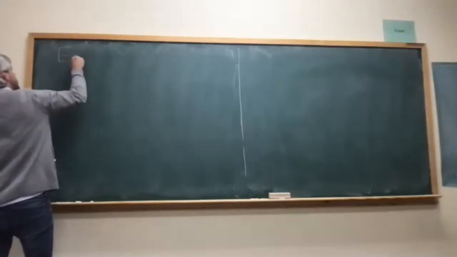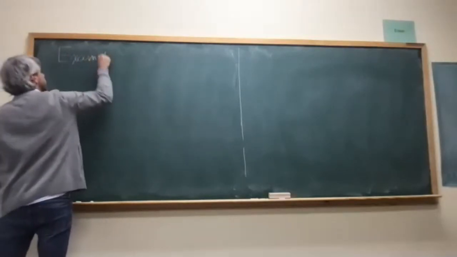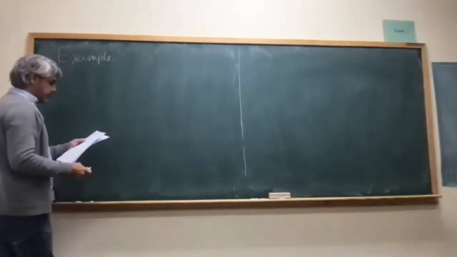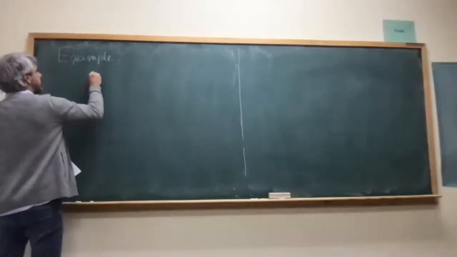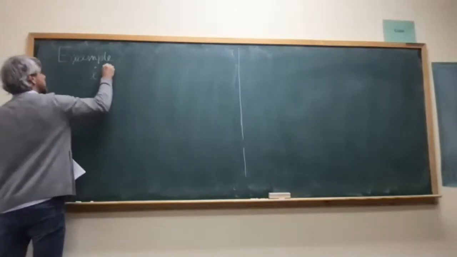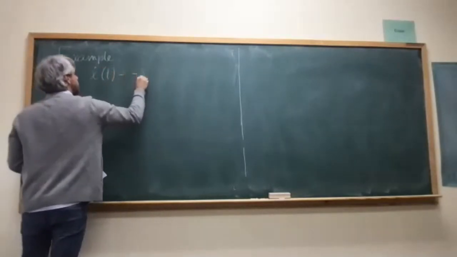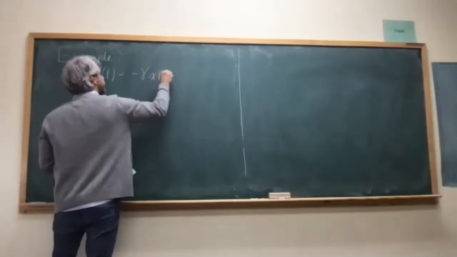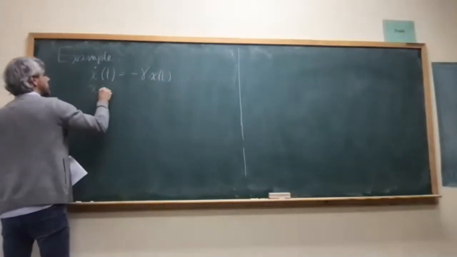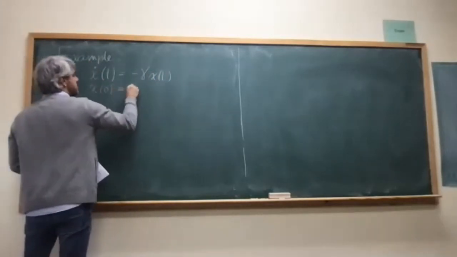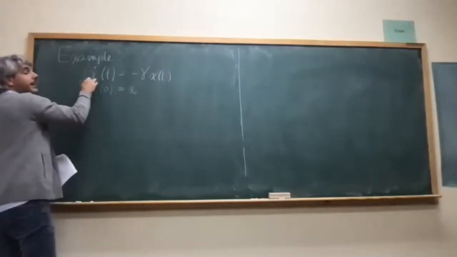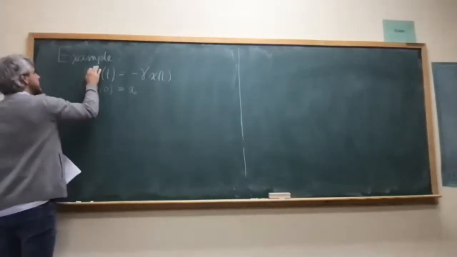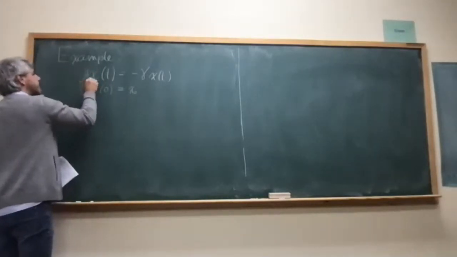Let's take the simplest differential equation that we can think of. It's a linear equation, so something like this: x dot t is minus gamma x t, with the following initial condition, maybe some value there. What I mean by x dot is the d/dt, right? So this is d/dt.